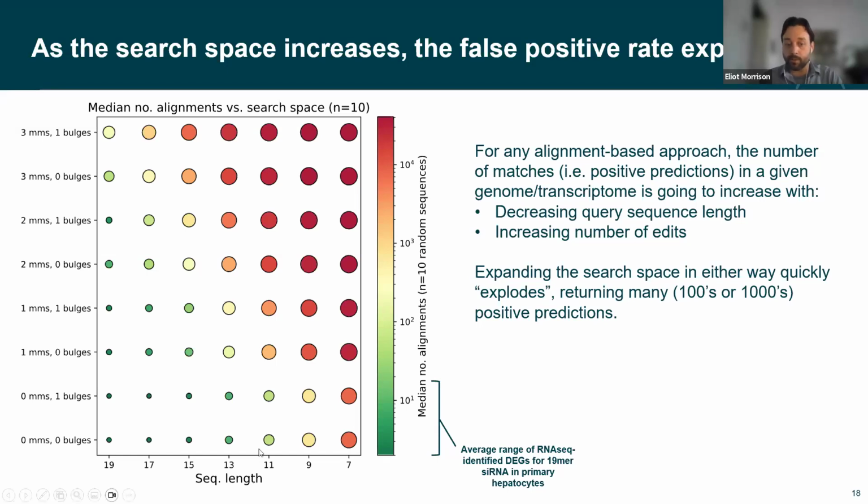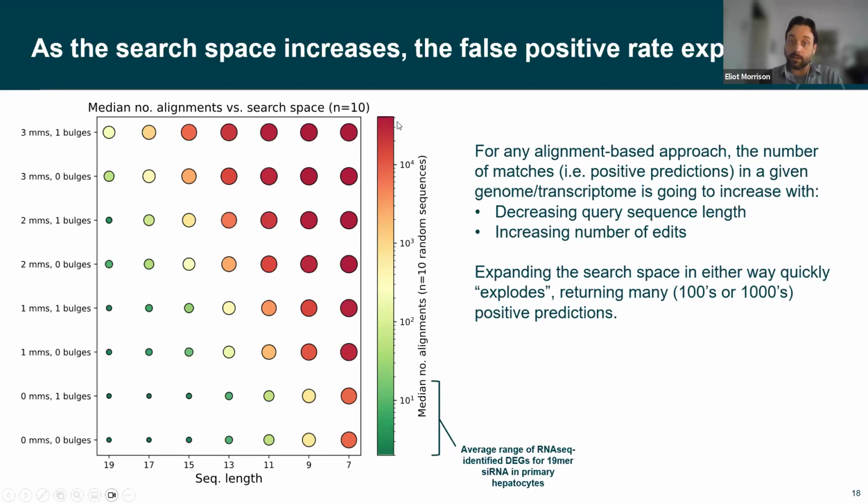So any of these points where you start to get out of this dark green color, you're essentially now aligning to more transcripts than you would actually measure in an RNA-seq experiment. Essentially now you're getting more false positives than true positives in your alignment. And this is even more extreme if you consider that this is a logarithmic scale.